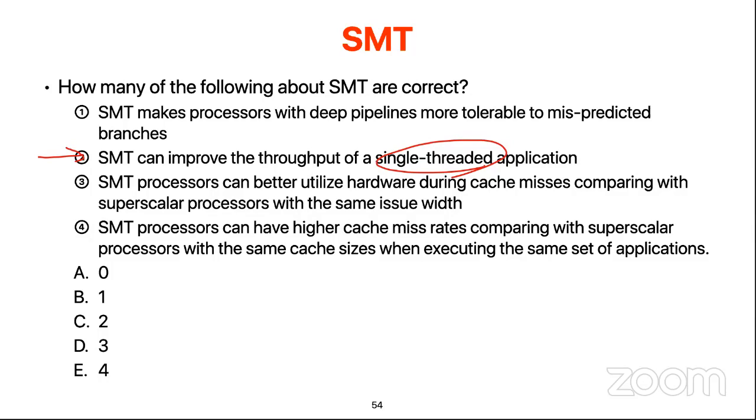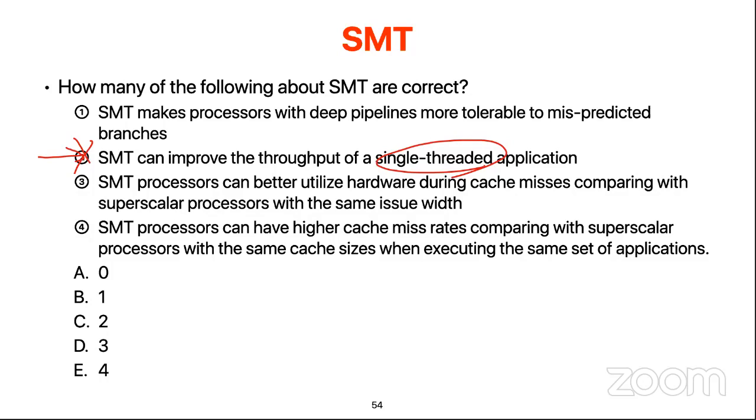Oh wait, I guess if we're only running one application, then the throughput would be the same. If you are only running one application, the throughput will be the same. And in fact, if you are running 2 threads at the same time, each thread would do worse because you have to compete for resources, right? Okay. So this is not correct.